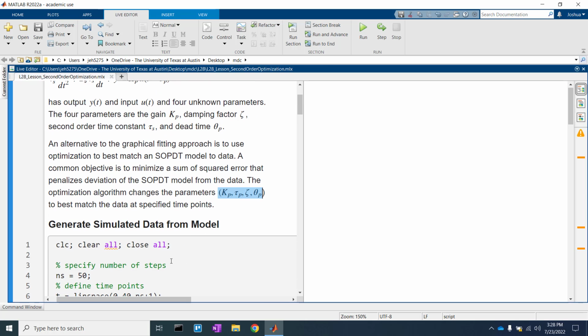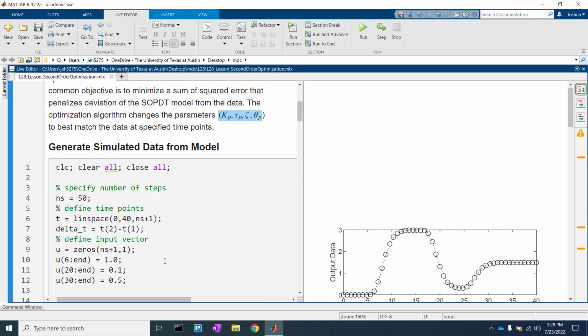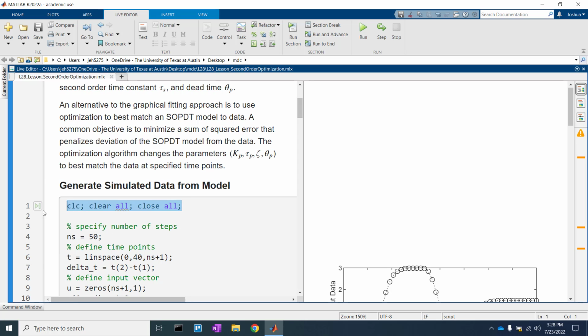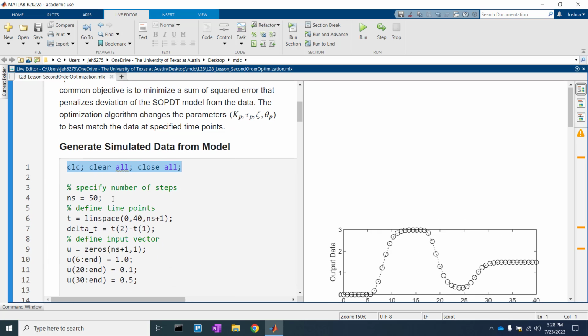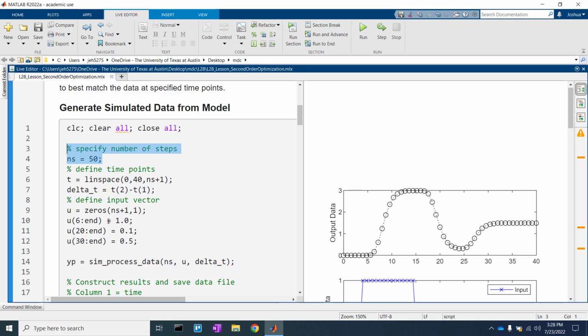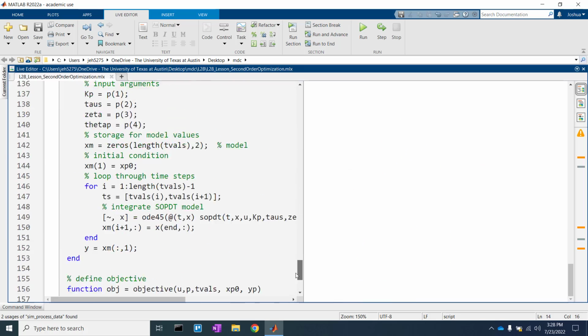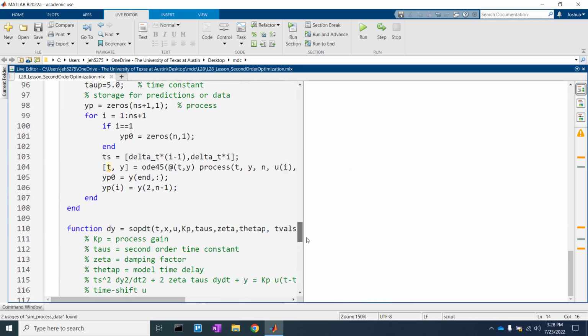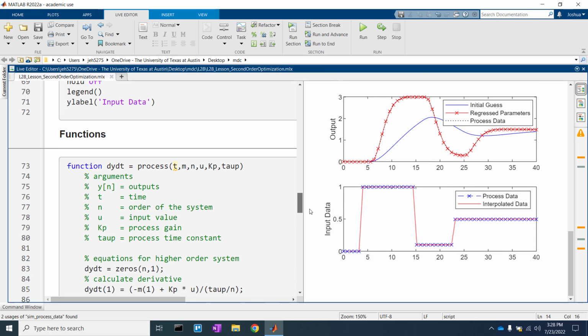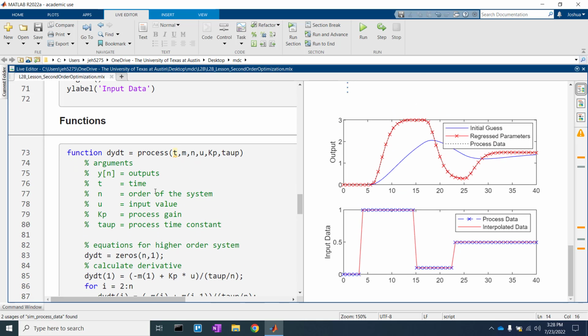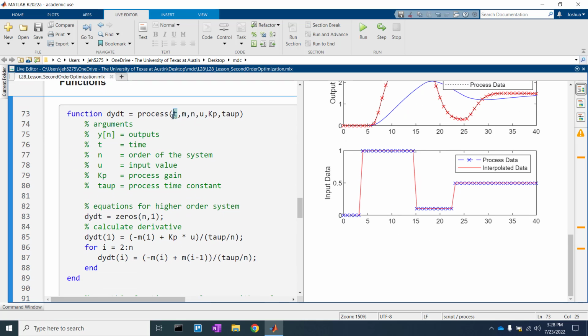So we'll go ahead and work through an example of that together. We have clear all, close all, clc. We'll go ahead and create a system, we're doing the same thing. We're going to use our sim process data function. In fact, let's go ahead and look at our functions first. So we have our process here, which takes t, even though it's not used, so we can go ahead and change that to a tilde.